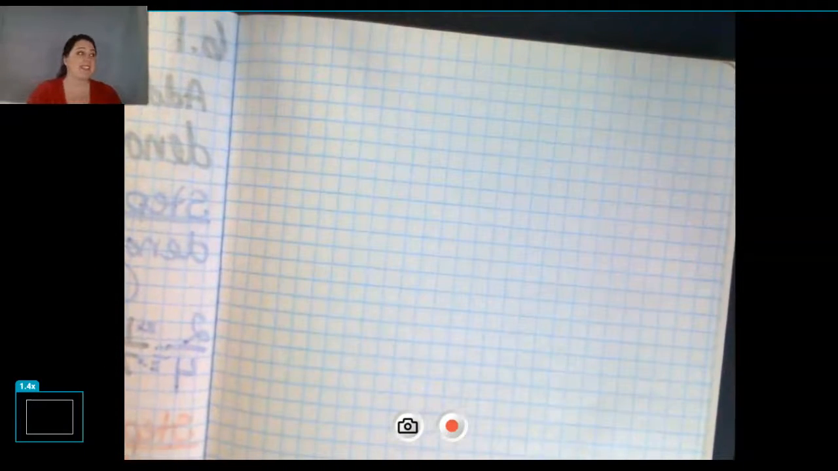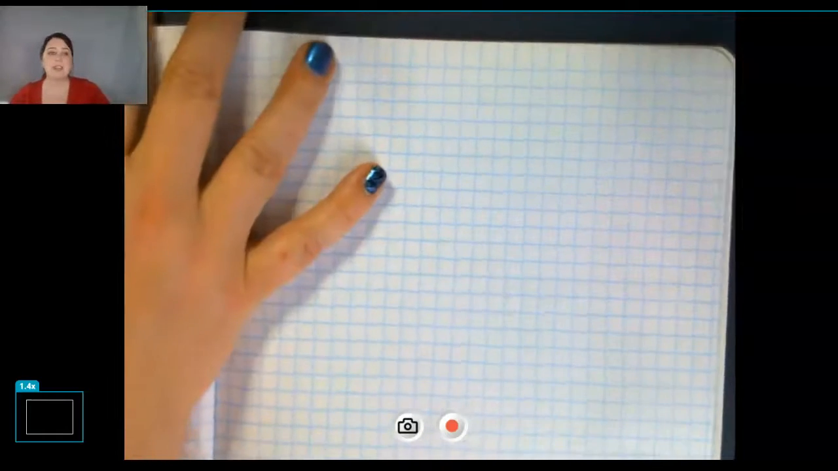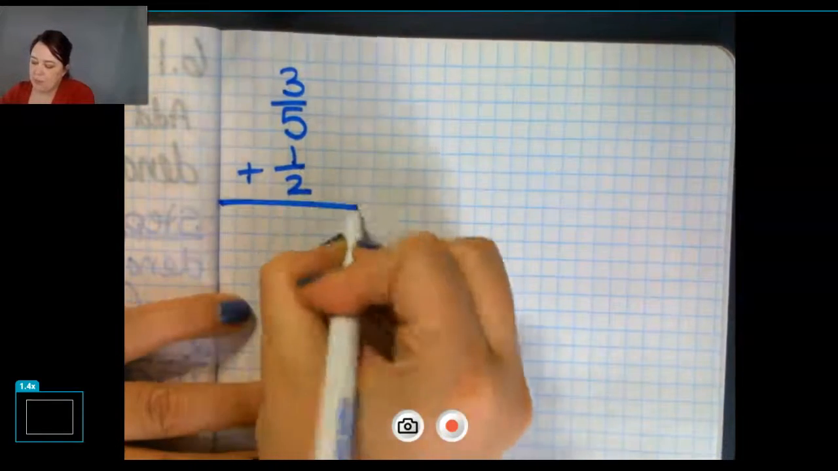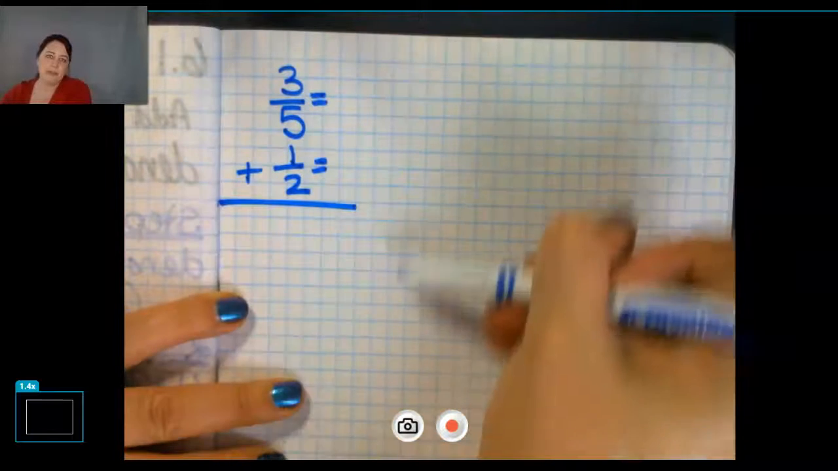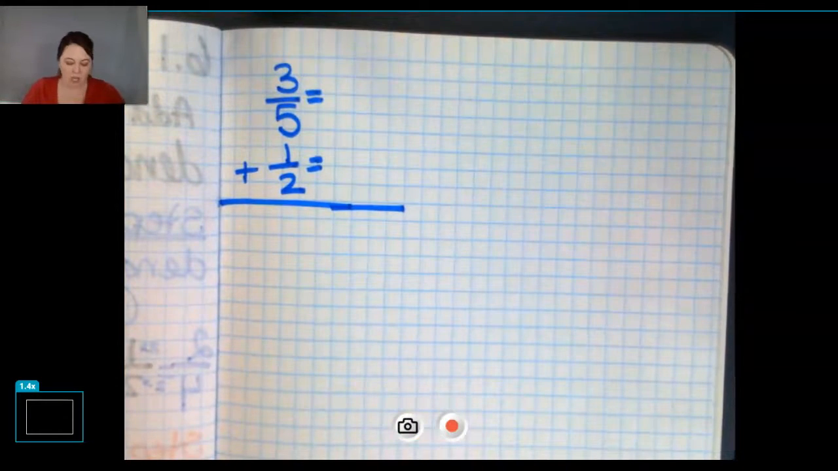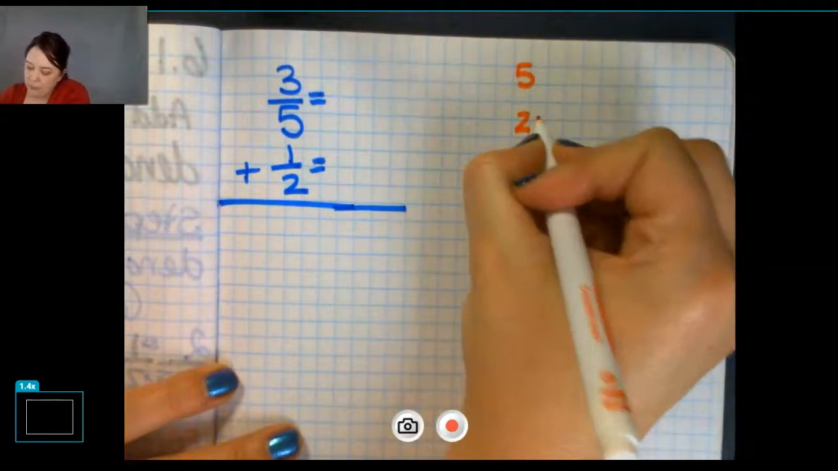Let's do a few more. Find a common denominator. Make both equivalent fractions. Then, that's really all there is to it. We're going to do 3/5 plus 1/2. I do like writing them one on top of the other so I can make my equivalent fractions to the side here.